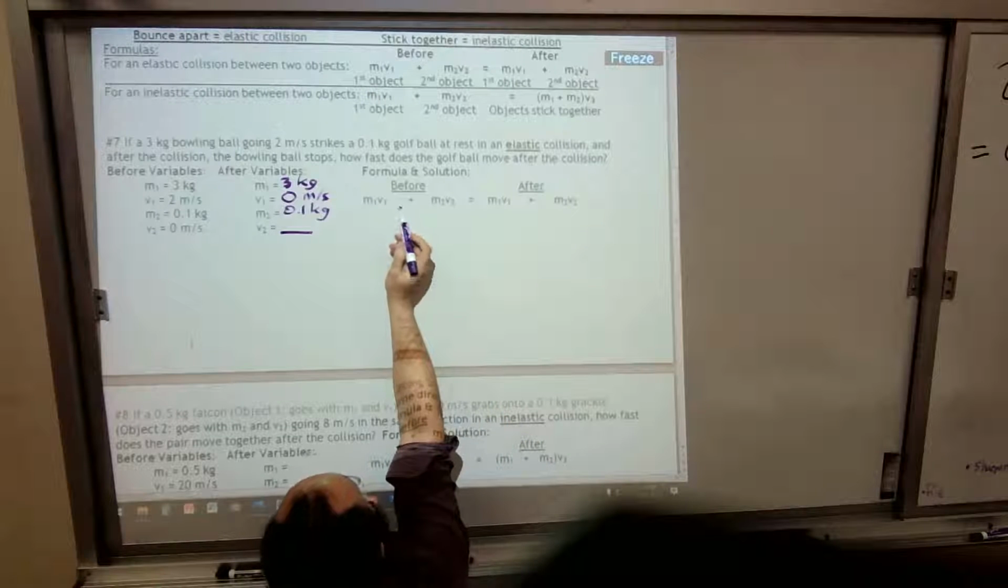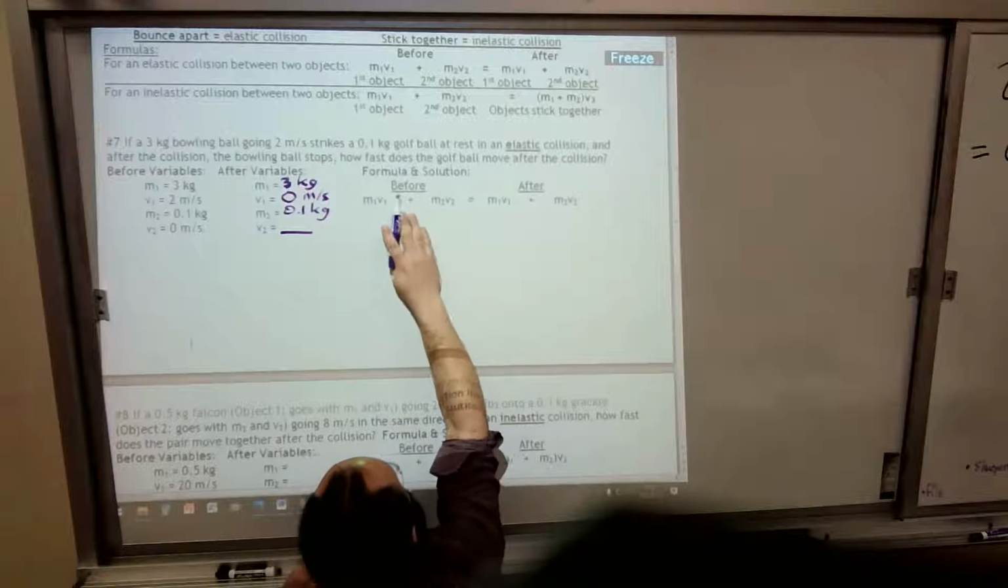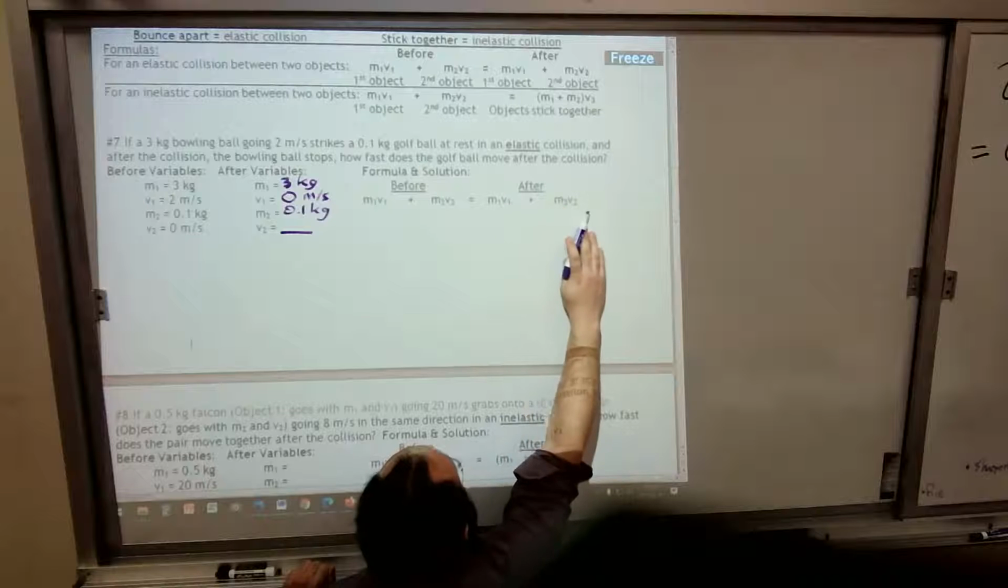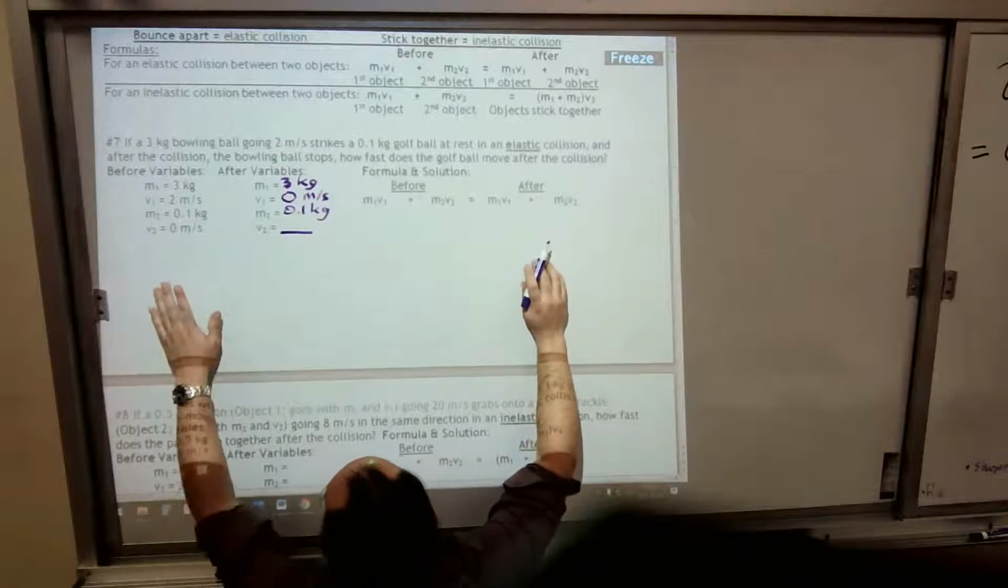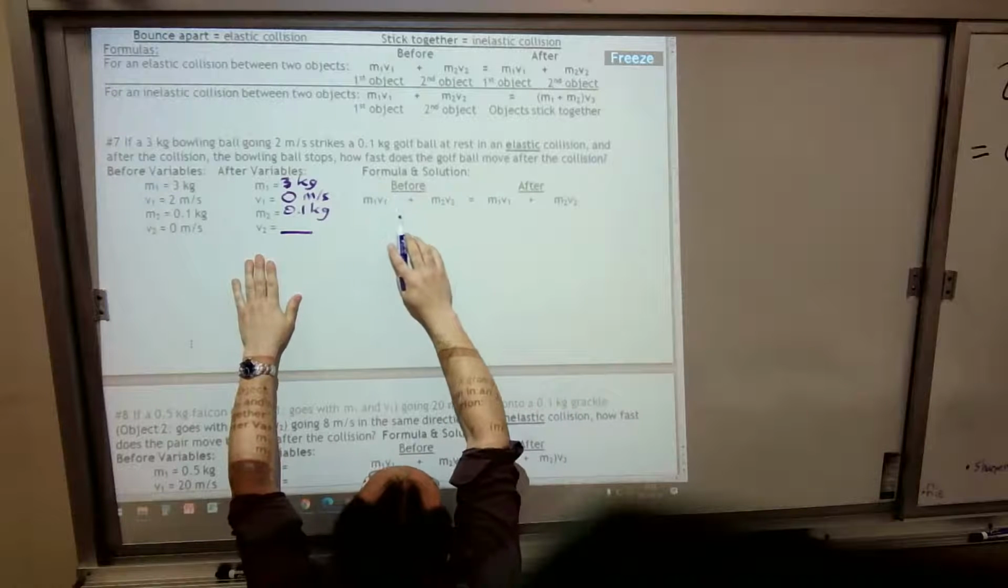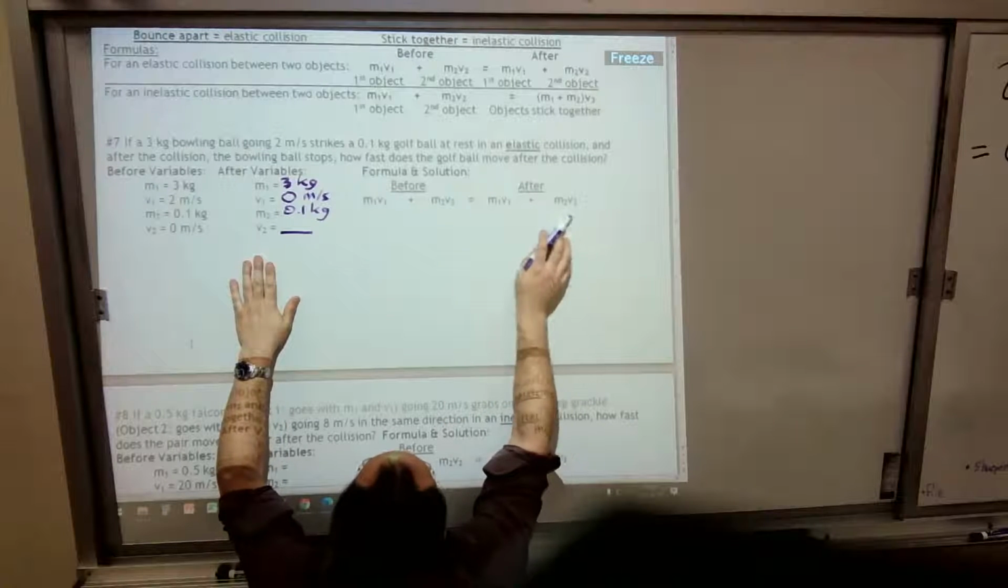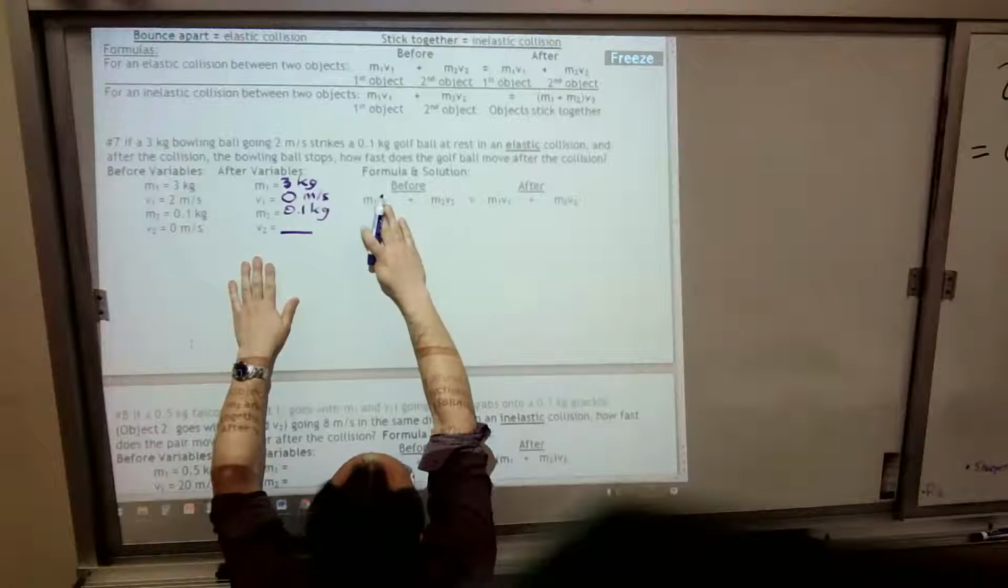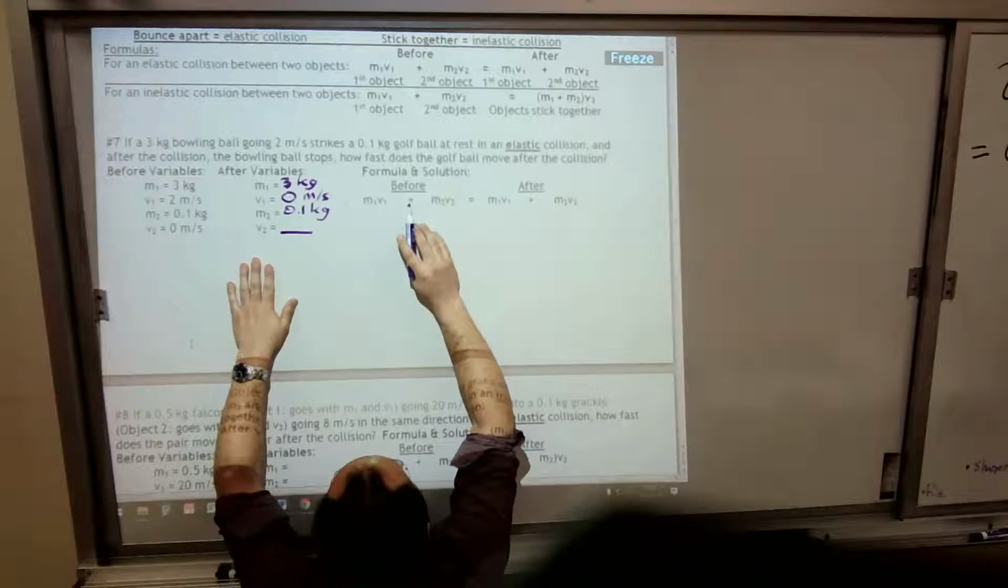Okay. So, I've got a before side to my formula and an after side to my formula. Like I said, I really recommend you make a before column and an after column. And then in your formula, write just the formula. Don't plug anything in. Do that every time. Write your before label and your after label. And that way you know exactly where the stuff goes.